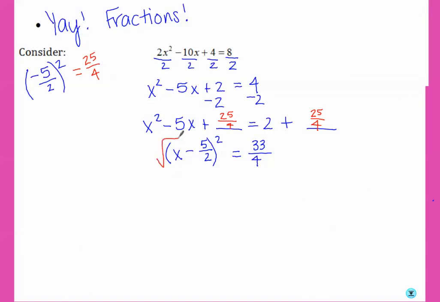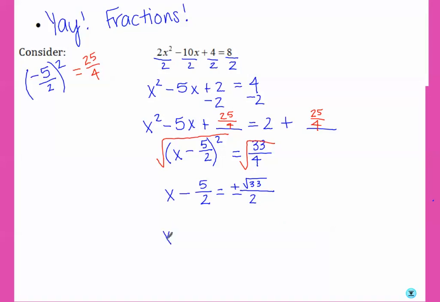Then we need to square root both sides. We'll have x minus 5 over 2 equals plus or minus. The key to square rooting fractions is to square root the top, so the square root of 33, because we can't simplify it, over, and make sure your radical is completely on the top of your fraction. The square root of 4 is 2.